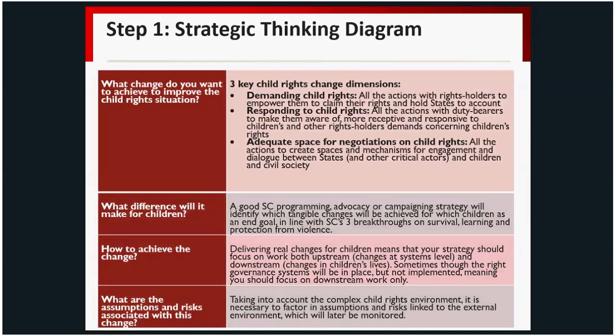So the first question is what, and this is not only when you're developing your strategy, even when you're developing your program proposals, you're developing any program. What you need to ask is, what change do you want to achieve to improve the child rights situation? That's the first key question. What is the change? What is the program going to achieve? What is your strategy all about? And while asking that question, there are 3 key child rights change dimensions that you need to look at, that I've been talking about earlier.